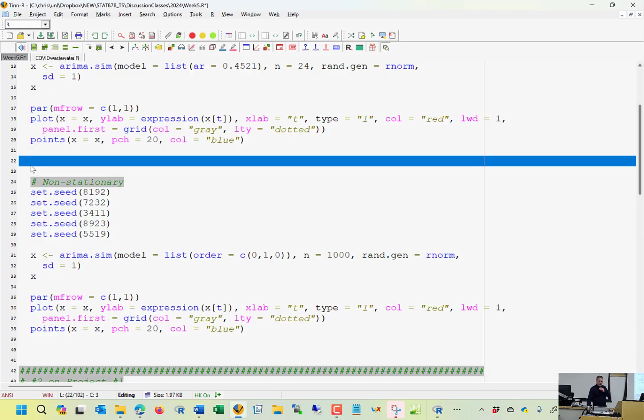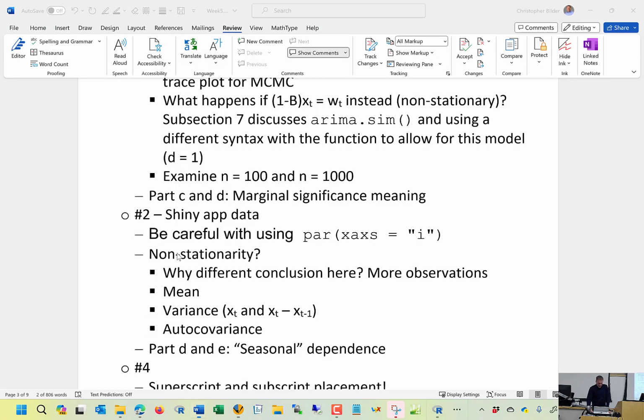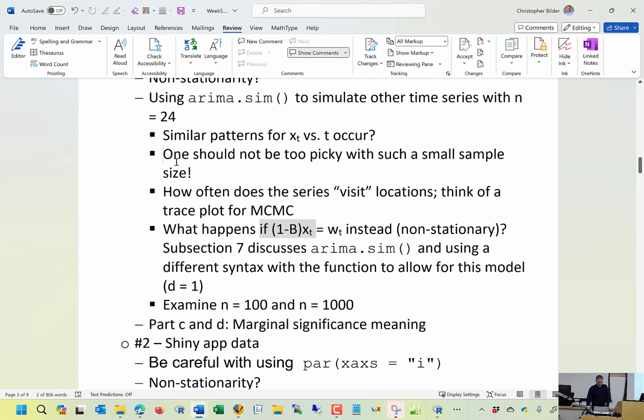Again, you can do something similar on your own as well. Let me put a note to myself here. I will post this little program that I've written to my website. It'll be under the Section 3 materials called Week 5. Let me come back here. So one of the big things to take away here is that one should not be too picky. Look for large, obvious trends.